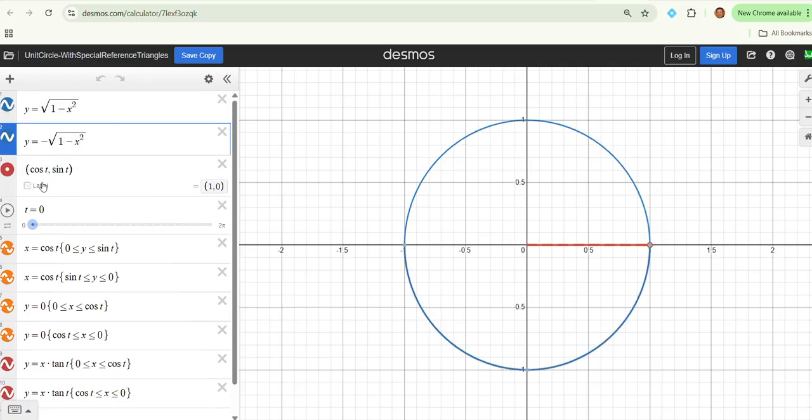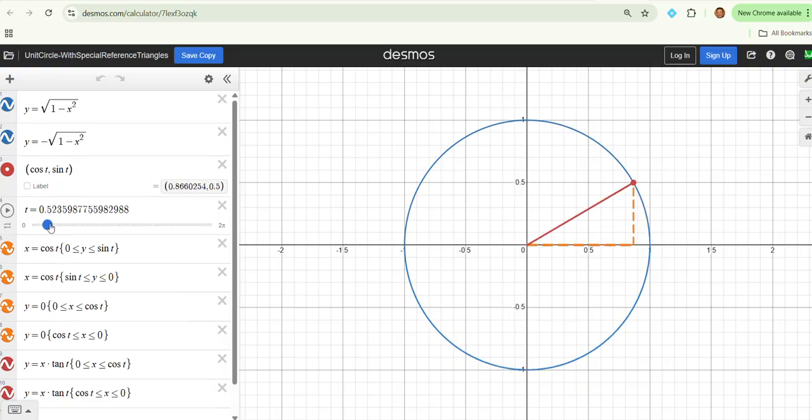Notice that I've asked for the point cosine of t, sine of t to be plotted, and I have inserted a slider for t, which can act as t or theta, the angular rotation from that central angle. Instead of rotating in degrees, even though we could interpret each one of these as 15 degrees, they are pi over 12 radians. So you can see that the maximum value of the slider is 2 pi.